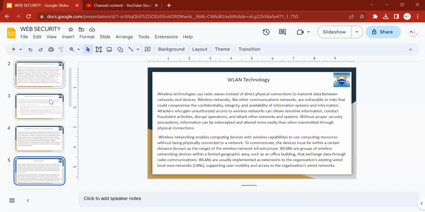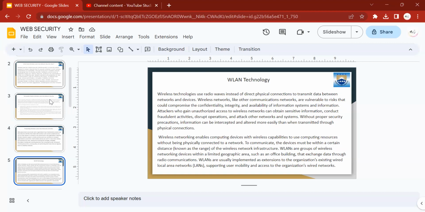Wireless technologies use radio waves instead of direct physical connections to transmit data. Like other communication networks, wireless networks are vulnerable to risks that could compromise the confidentiality, integrity, and availability of information systems and information.